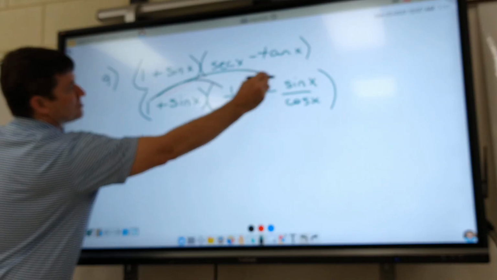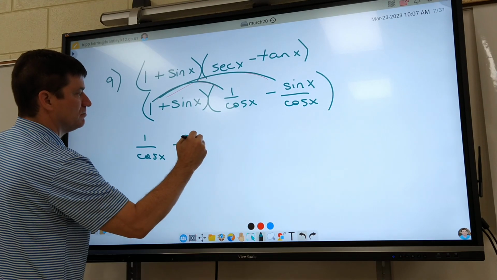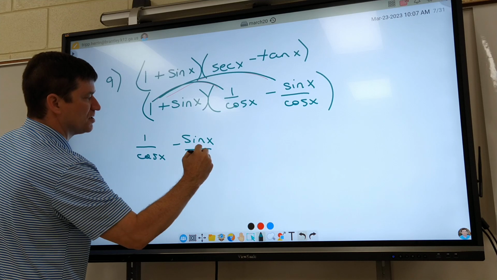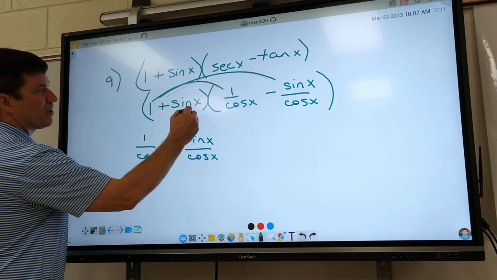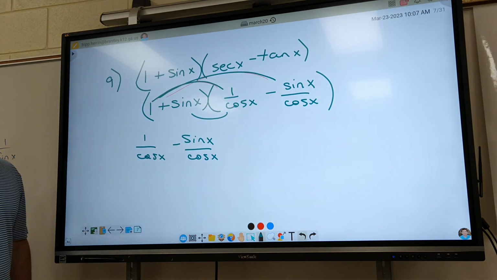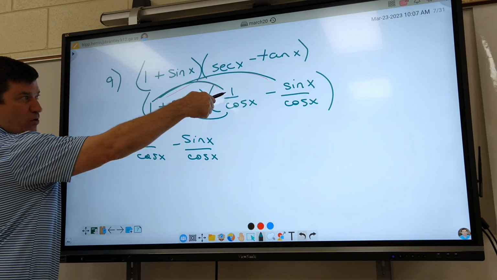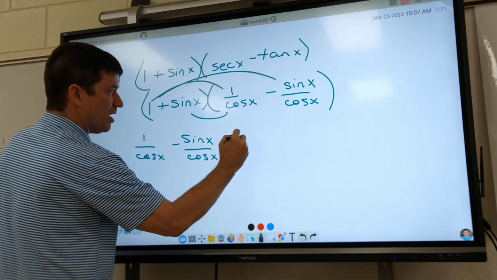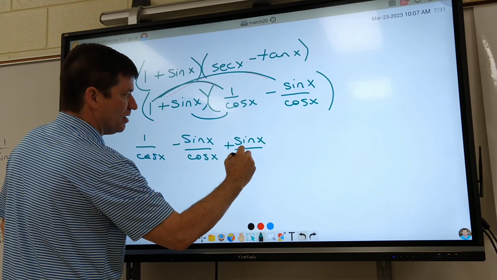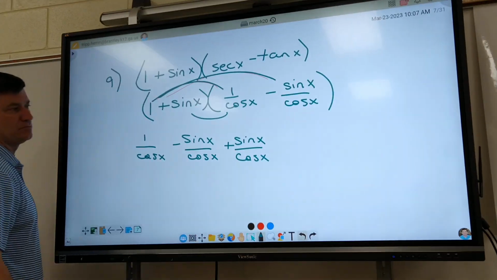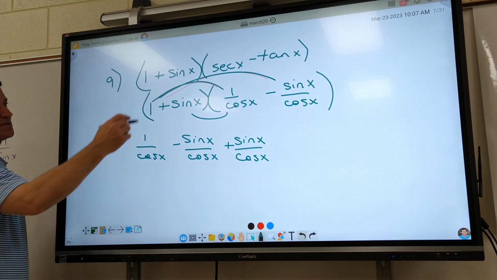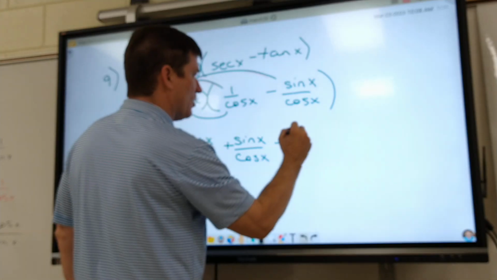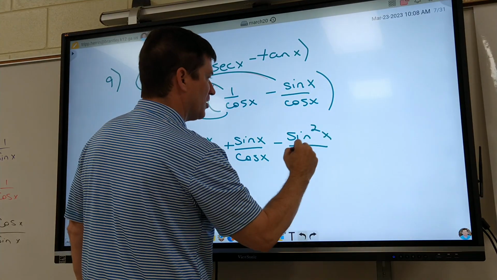All right, 1 times this fraction, sine x over cosine. All right, Matthew, what do I get when I times these two? Sine times 1 gives me sine on top over cosine. And last, sine times sine is sine squared on top over cosine.